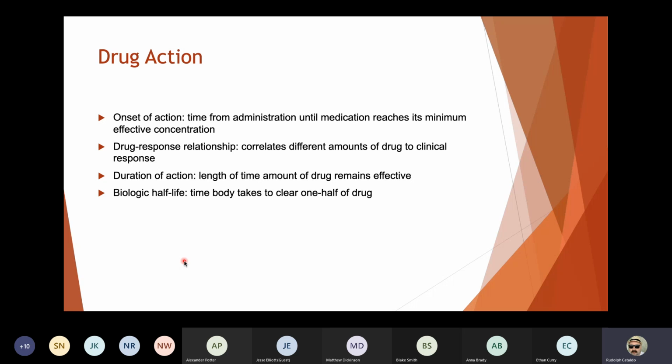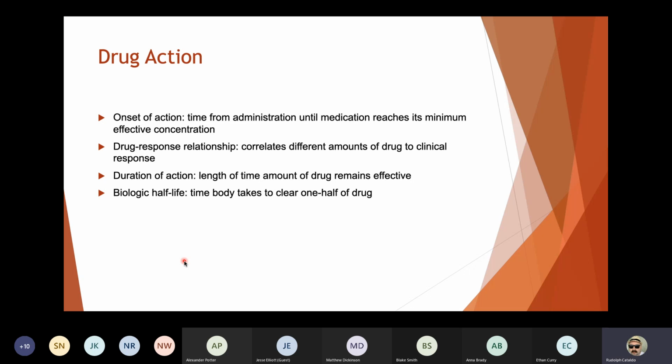Your drug response relationship. So different amounts of drug lead to different clinical responses. A good example of that is ketamine. We use it for two different things. We use it for pain management and we use it for possibly excited delirium. It's got two different dosages for that. For your pain management, you're looking at a little bit lower dose, 0.1 to 0.3 milligrams per kilogram, I believe. And then for your sedation or excited delirium, you're looking at a little bit higher, about 1 to 2 milligrams per kilogram. So same medication, it's just a different amount, has a different clinical response and a different indication for why we're using it.